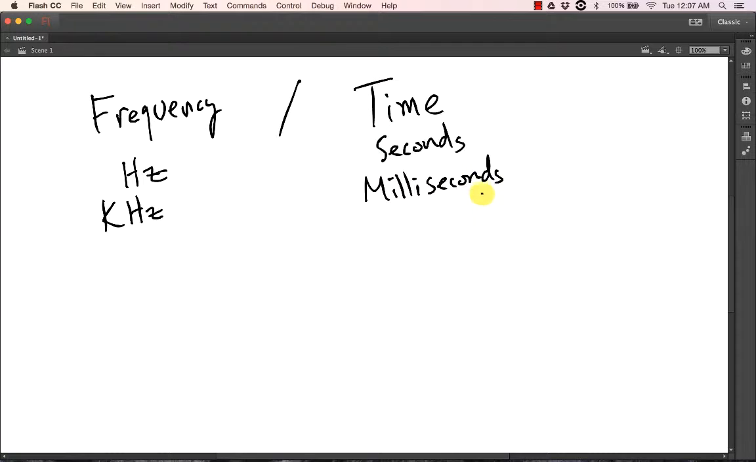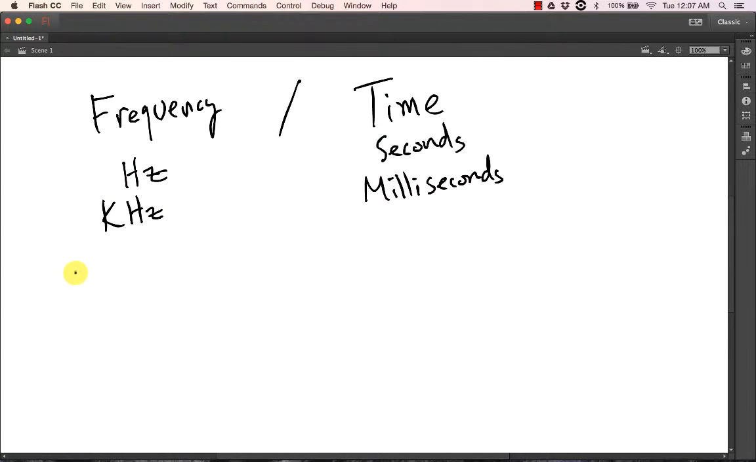Okay, why is it not called kiloseconds? I don't know. Probably because that's smaller than a second and kilohertz is bigger than a hertz. That's probably why. So here's the relationship.